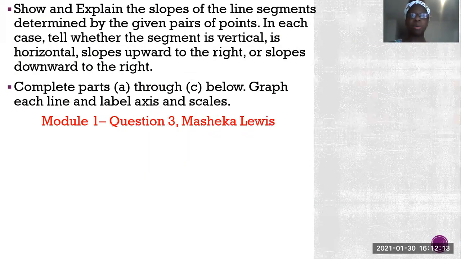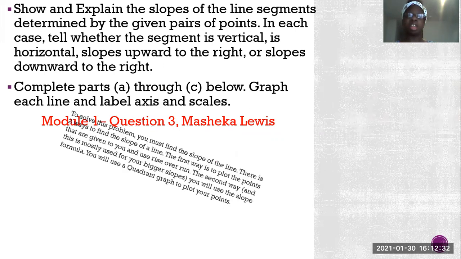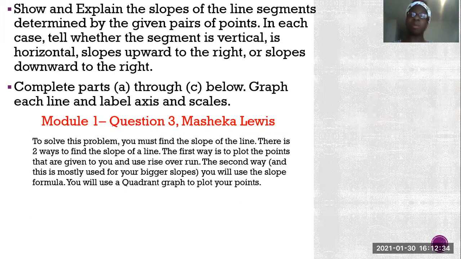Now we have to show and explain the slope of a segment determined by the given pairs of points, and then tell how, basically in simplified form, we just have to explain our graph and our slopes. To solve this, I said that it would be easy to use rise over run, which is going up, and then we simplify it. That's the easiest way. But we also have a formula, which I'm going to show you both ways.